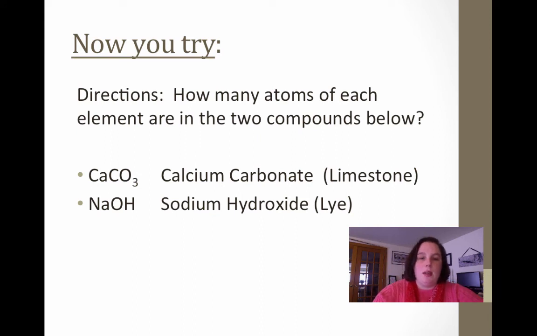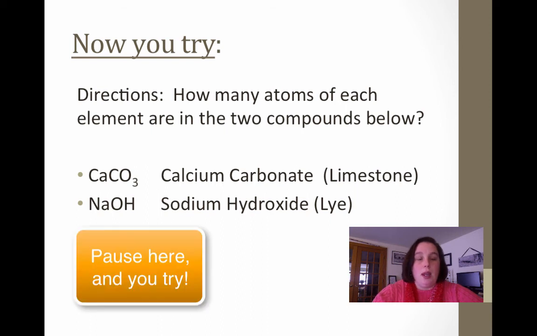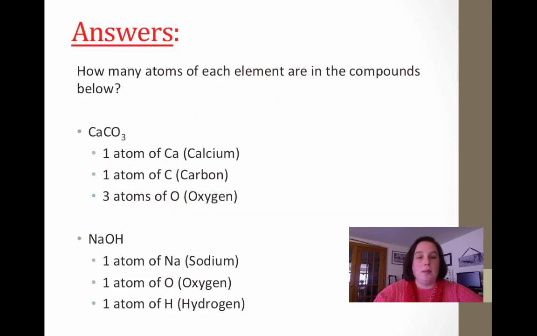So, how many atoms are in CaCO3, which is calcium carbonate, or limestone, or NaOH, which is sodium hydroxide, which is lye? These 2 things, how many atoms are there? All right, hope you did. Is it 2 thumbs up time? So hopefully you got, in the first one, 1 atom of calcium, and you don't have to write calcium out, you can just write Ca, that's totally cool with me. 1 atom of C or carbon, and 3 atoms of O or oxygen. Now, did you get fooled by the ones on the bottom? Remember, the ones are invisible because we're too cool for that. So you have 1 atom of sodium, 1 of oxygen, and 1 of hydrogen.